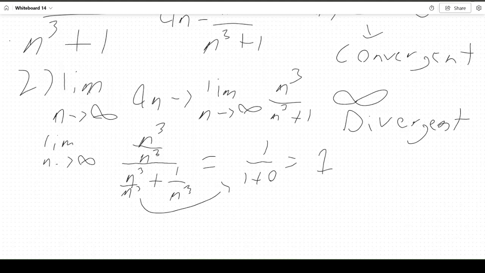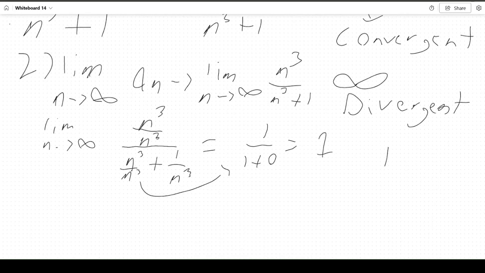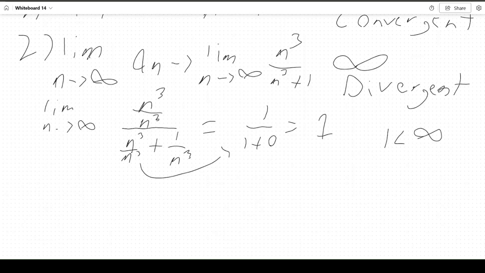And from our sheet right here, we can see that the number is less than infinity. So that means this sequence is convergent. So you're going to have to write it like this. So this is convergent.